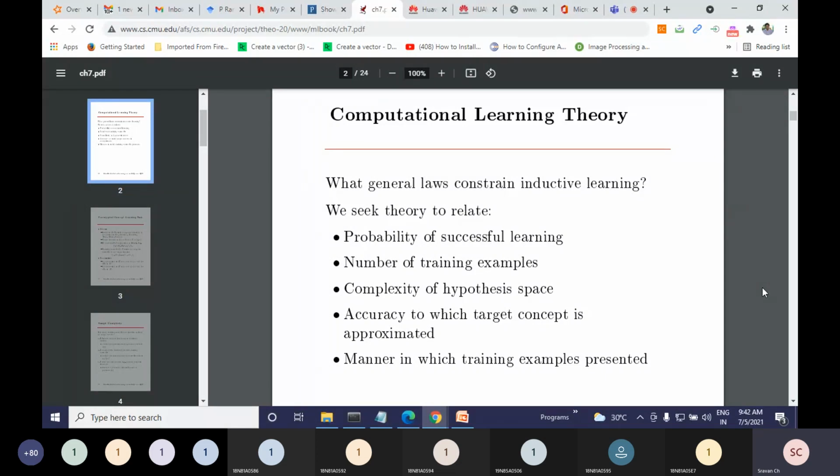So, friends, what is the reason for using computational learning theory in machine learning? There are certain things in inductive learning for which we need answers. For example, the number of training examples. Suppose I have given 14 examples. We have 14 training records we have seen in our playing tennis example.